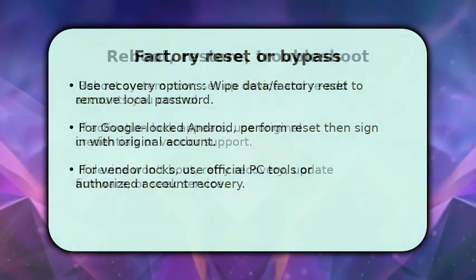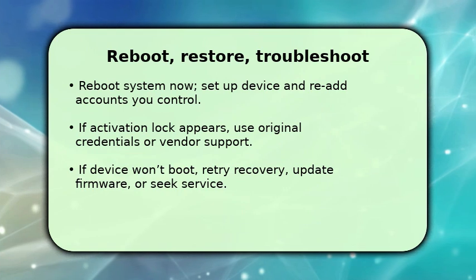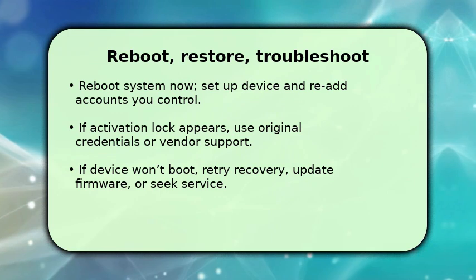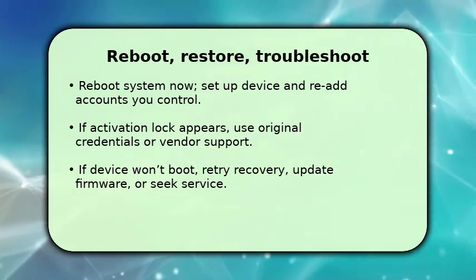After the reset, choose Reboot System Now and follow setup prompts to add your accounts and recreate security. If activation lock appears, you must enter the original account credentials. Otherwise, contact the device maker with proof of purchase so they can remove the lock.